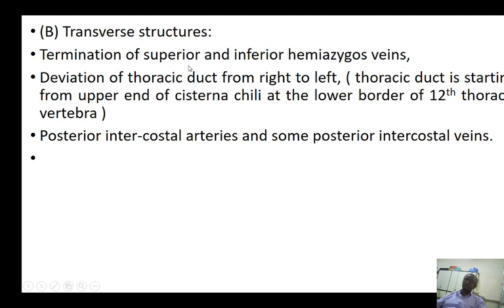Then transverse structures. In the posterior mediastinum, some structures extend from side to side: the termination of the superior and inferior hemiazygos veins, which start on the left side and end in the right azygos vein, the deviation of the thoracic duct from right to left, and the posterior intercostal arteries and veins.